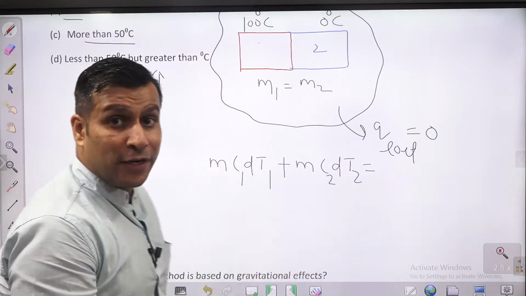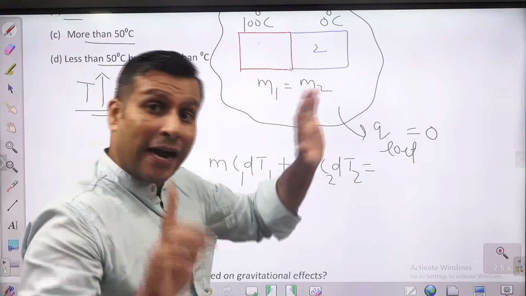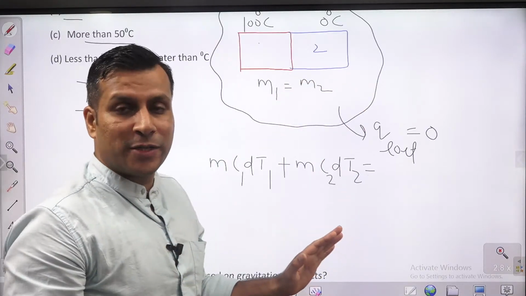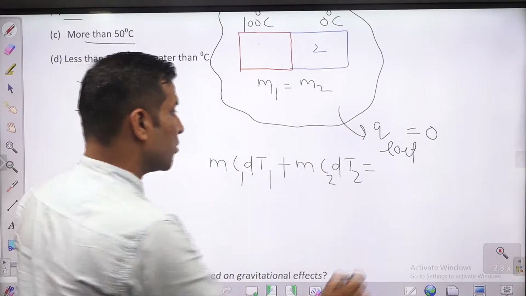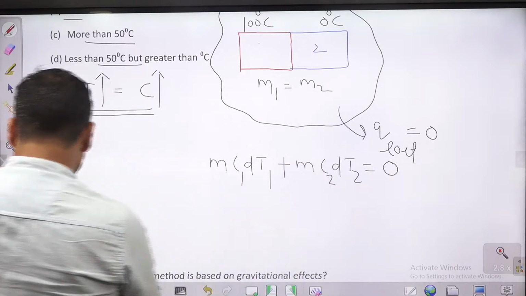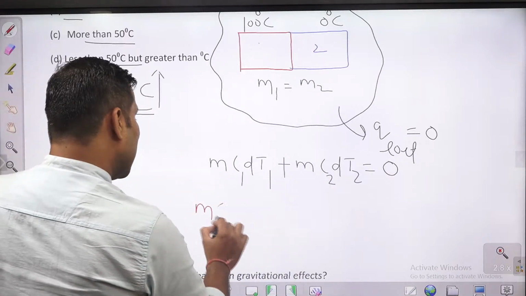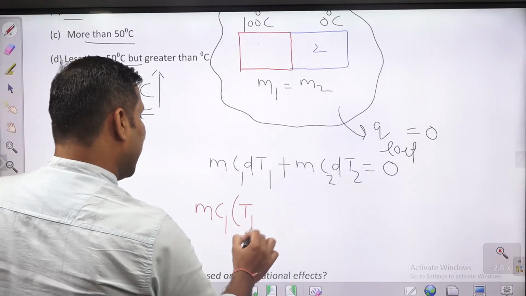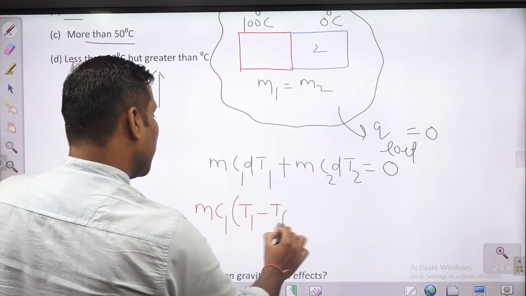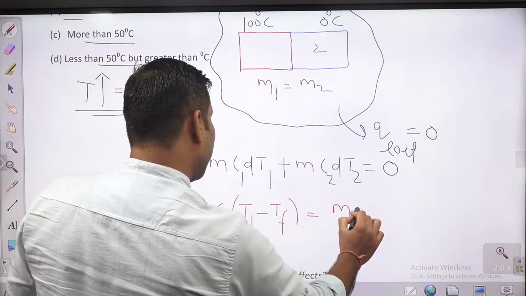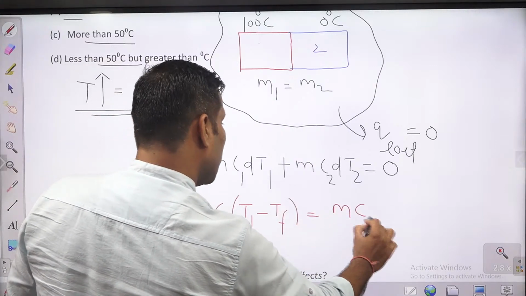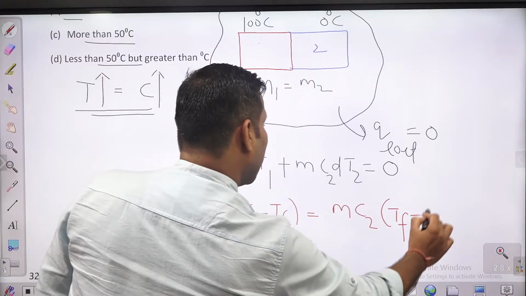Specific heat of both will be different. Why? Because they are at different temperature. They are identical, but they are having different specific heats, because they are at different temperature. So this is 0. Or what you can say, we can write it here: m c1 (T1 minus T final) is equal to m c2 (T final minus T2).